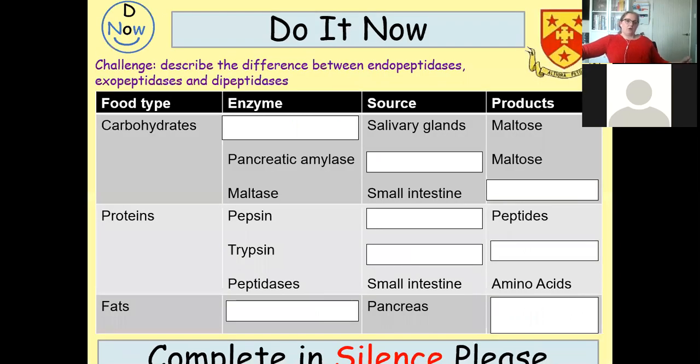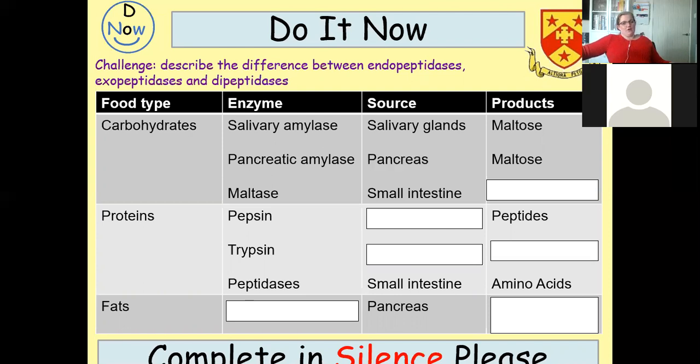So carbohydrates are broken down by salivary amylase, which is made in the salivary glands, and that produces maltose. We also have pancreatic amylase, which is made in the pancreas, and that produces maltose. Then we have maltase, which is produced in the small intestine, the ileum, and that produces alpha glucose.